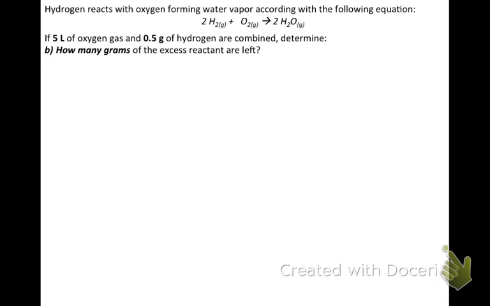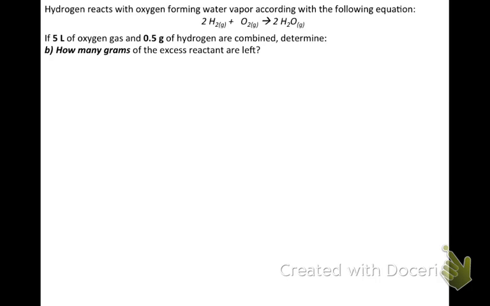To solve part B of this problem, how many grams of the excess reactant are left? In part A, we have already calculated the amount of liters of oxygen that will be used by the 0.5 grams of hydrogen that we already know is a limiting reactant. So let's start from there. I will do all the calculation again.